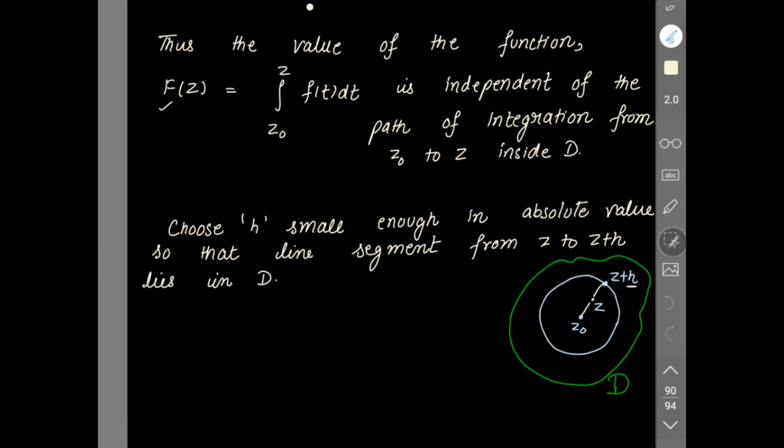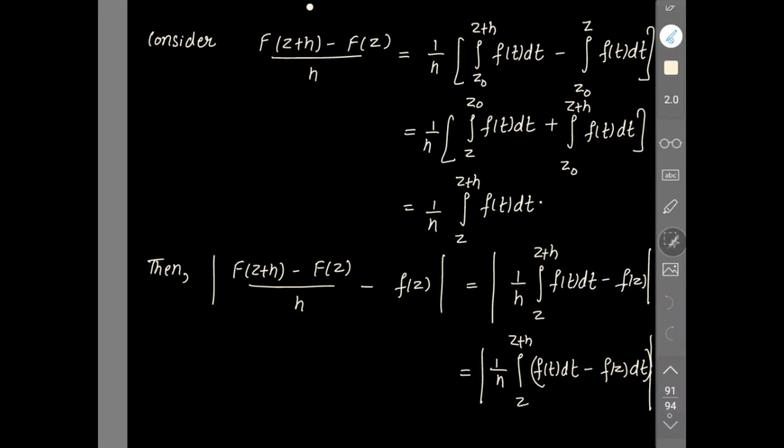This F(z) is independent of the path of integration from z0 to z inside D. See, from z0 to z, right, because z0 is a fixed point in this contour. Again, the same proof: choose z small enough in absolute value so that the line segment joining z to z plus h is contained in D, right?